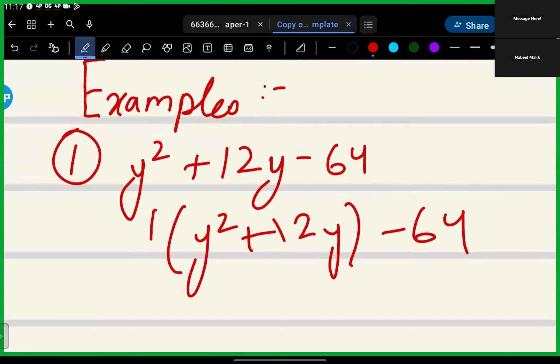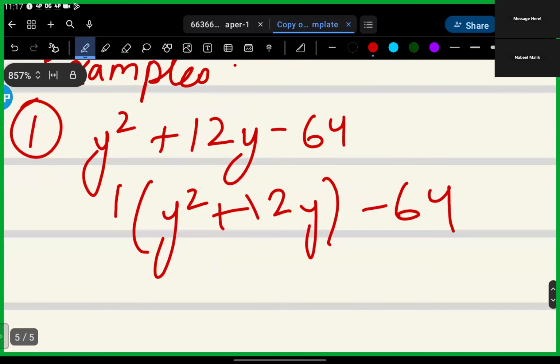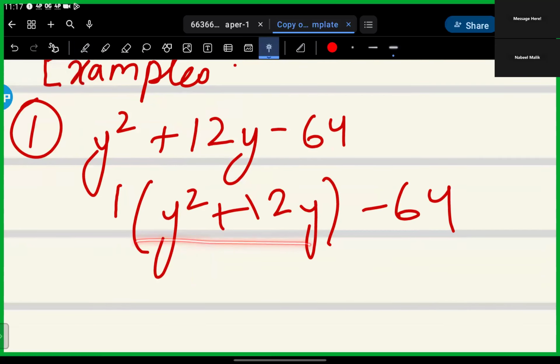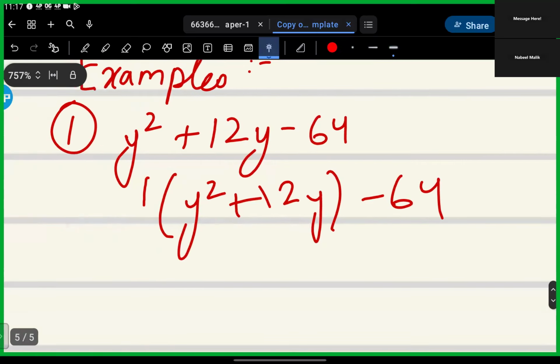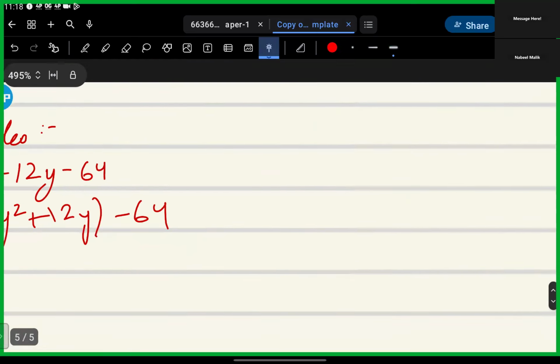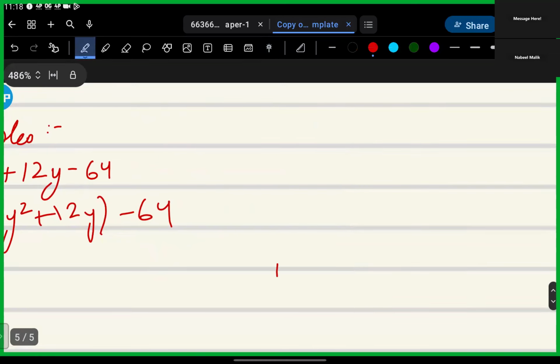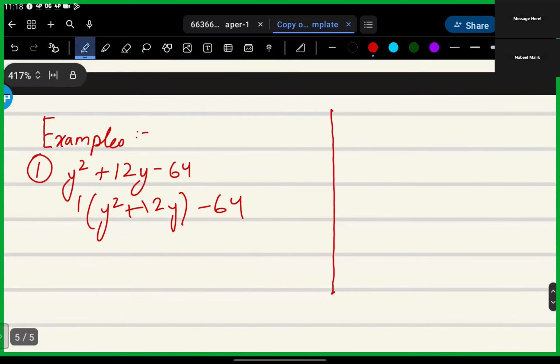I will also explain how to complete those questions which have a non-one coefficient. That will be in the next class, inshallah. Let me just complete this. You have taken one common from this. There is no problem in doing that, because if you multiply one with this, you're going to get the exact same form. Now you're just going to take this, and what I call the rough area.